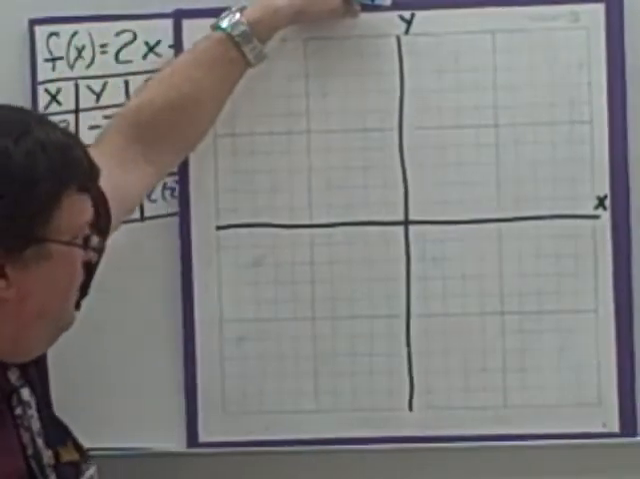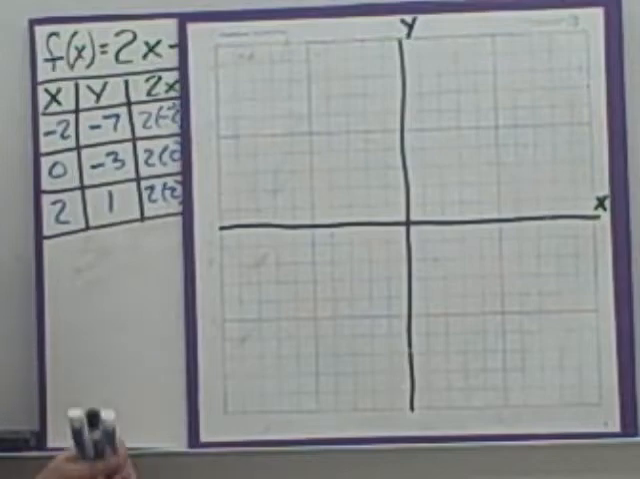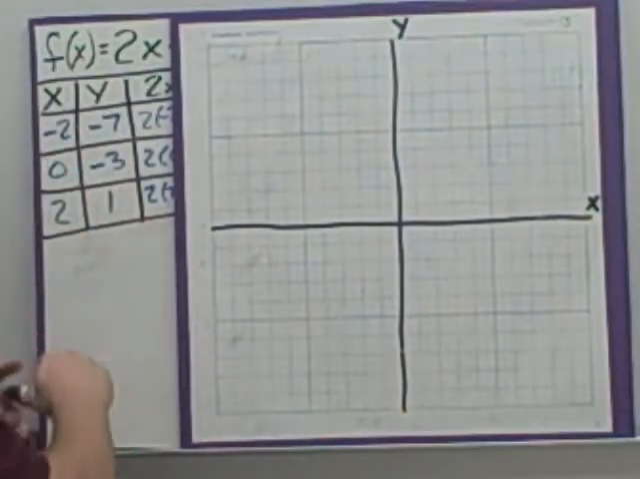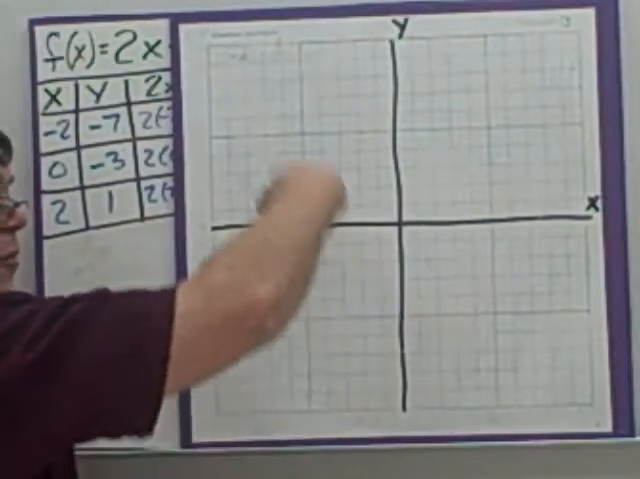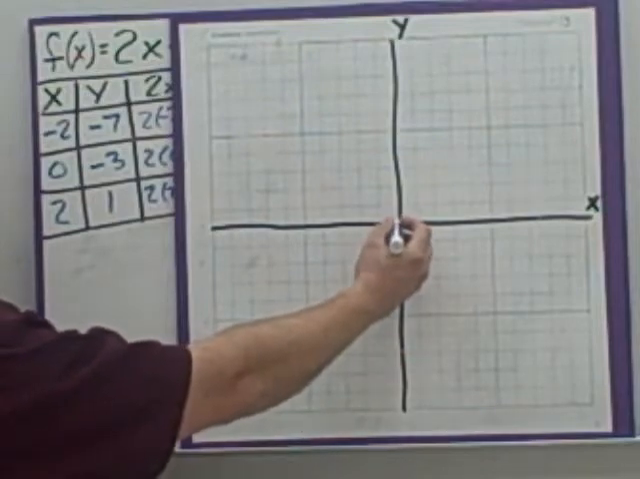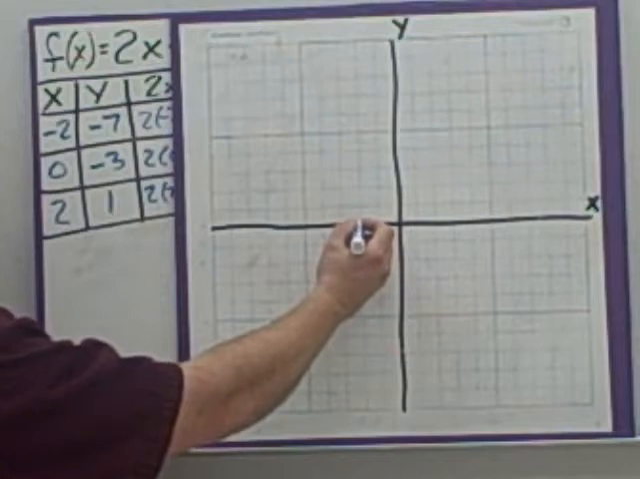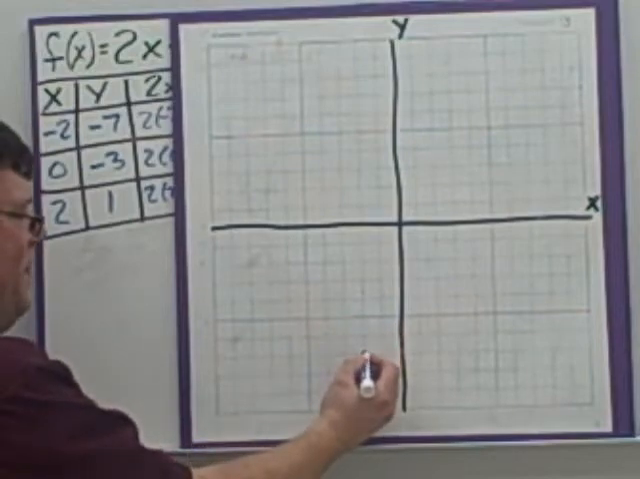And here is my graph to work with. See how it covers up a little bit? All right, the first point is negative 2, negative 7. And remember, we have to run before we can climb up or down that ladder. So that means we have to move negative 2 to the left, and then down 7. 1, 2, 3, 4, 5, 6, 7.